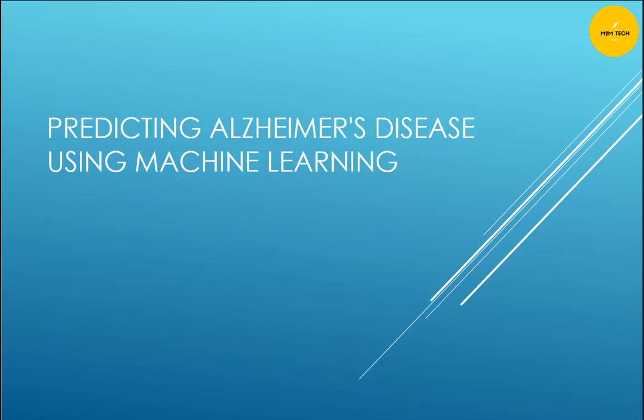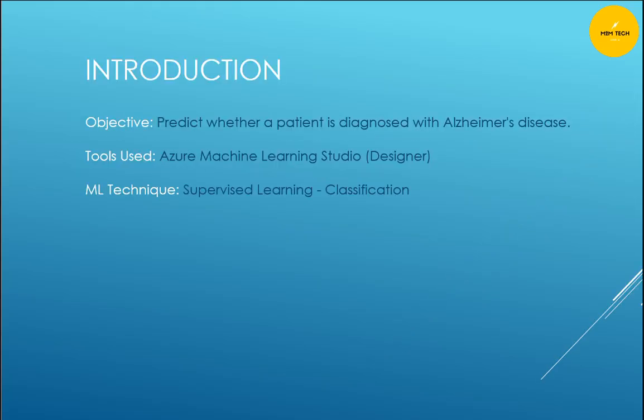Hi everyone, my name is Sahar Halim and I am presenting my Capstone 3 project, which is predicting Alzheimer's disease using machine learning. The goal of this project is to predict whether the patient has Alzheimer's disease or not. The tool I'm using here is Machine Learning Studio. It is a no-code, low-code tool where you can build machine learning pipelines by dragging and connecting modules.